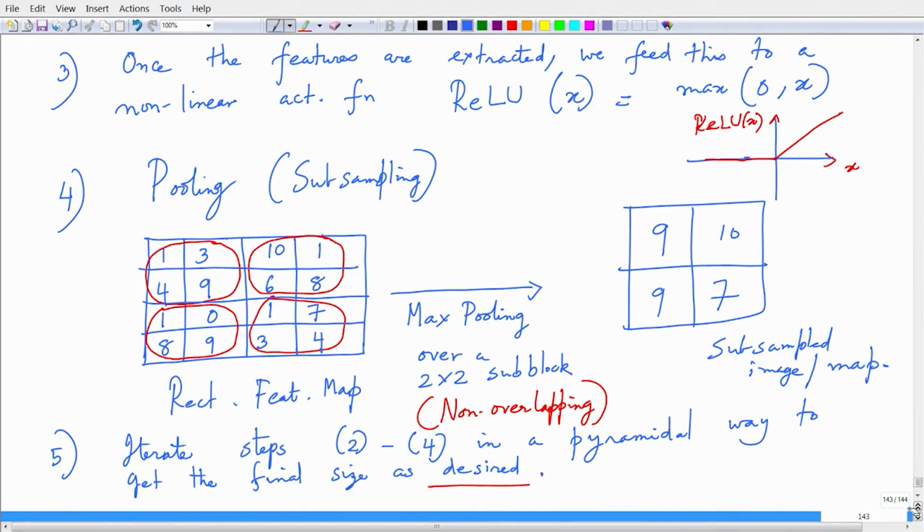Okay. Now, once the features are extracted, we feed this to a nonlinear activation function which acts on each and every point within the array. One such activation function is the rectified linear unit. In the previous discussions, particularly when we derived the backpropagation algorithm, we learned 2 different activation functions. They were the sigmoid activation function, the tan hyperbolic activation function.